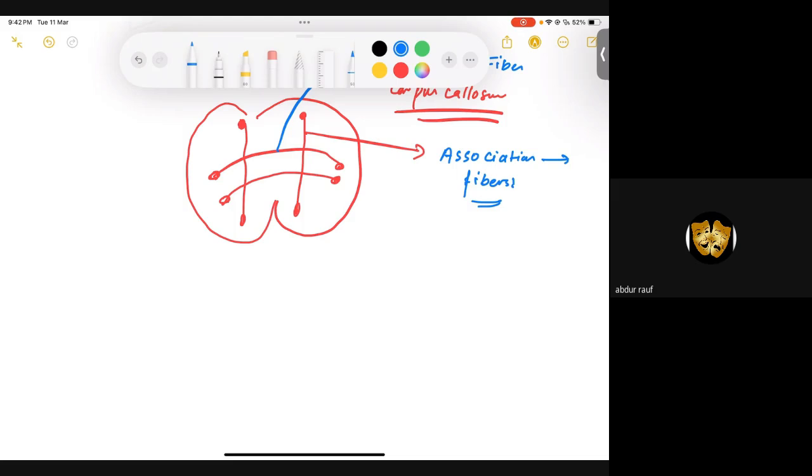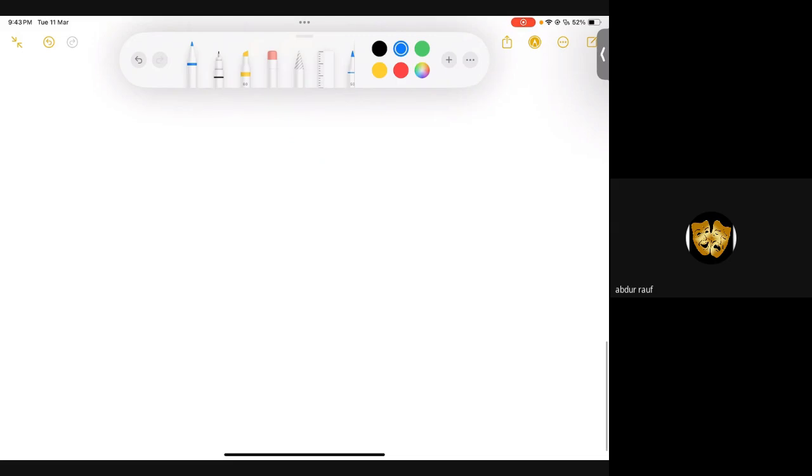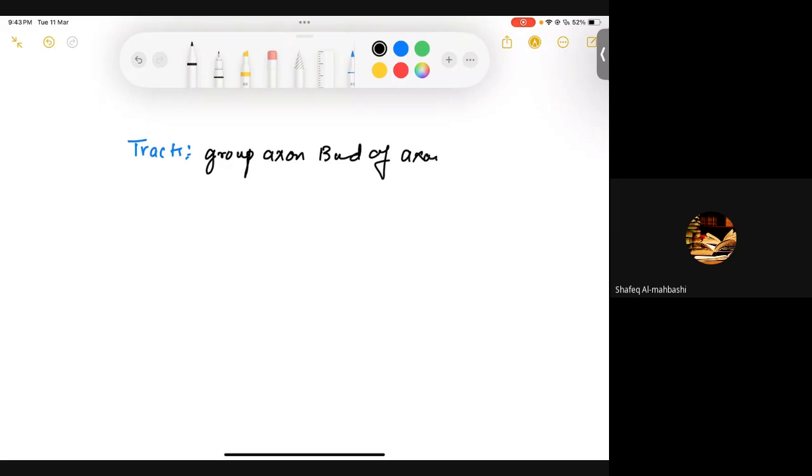Okay, so let's discuss different tracts, right? We discussed what tracts are. They basically are a group of axons, or a bundle of axons. Either they move up or they move down. We already know that, right? In your central nervous system. Is that clear?